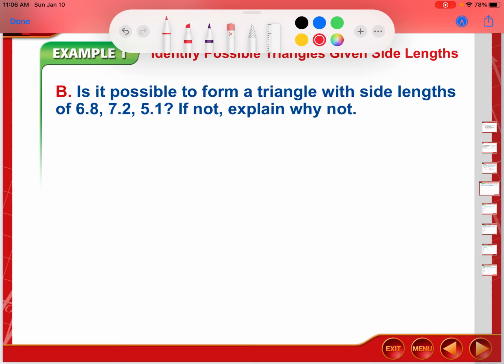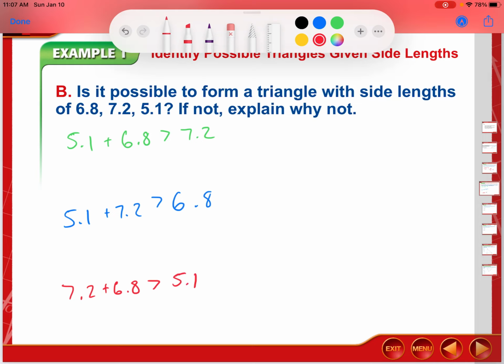All right, so our next one, they want us to find out if it's possible to have a triangle with side lengths of 6.8, 7.2, and 5.1. So I'm just going to set up all three of our inequalities here just so you can see what this looks like. I'm going to say 5.1 plus 6.8 is greater than 7.2. My next one is going to be 5.1 plus 7.2 is greater than 6.8. And then my final one would be 7.2 plus 6.8 is greater than 5.1.